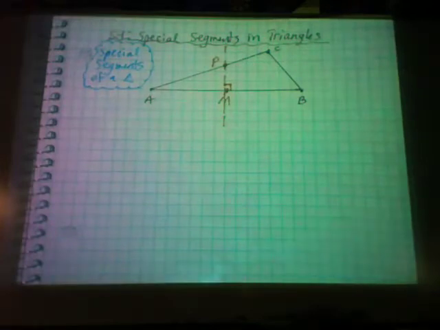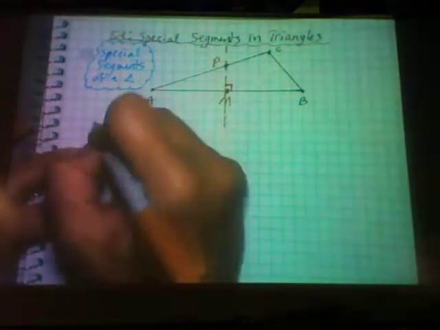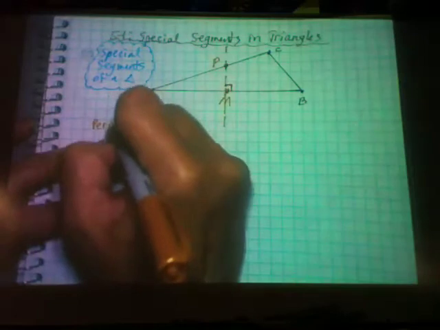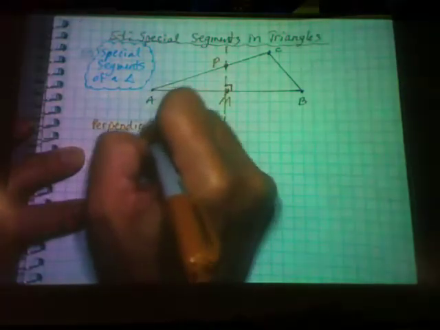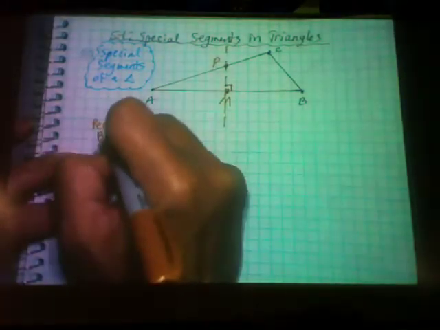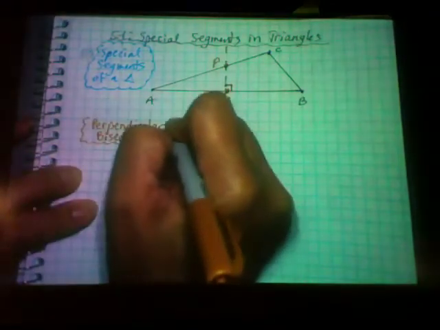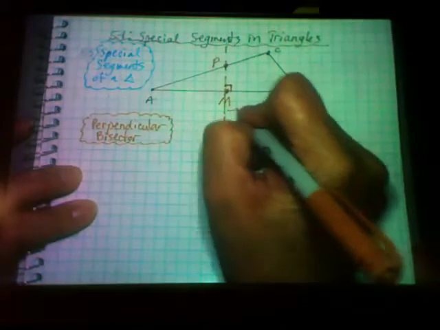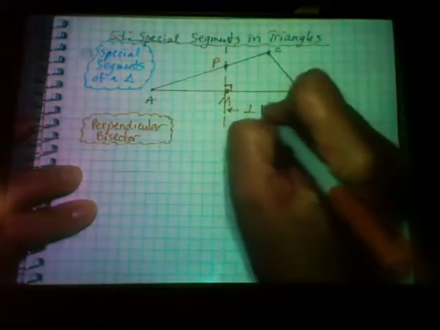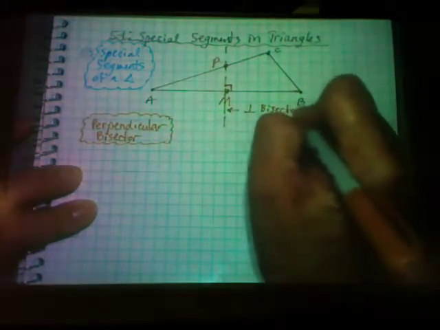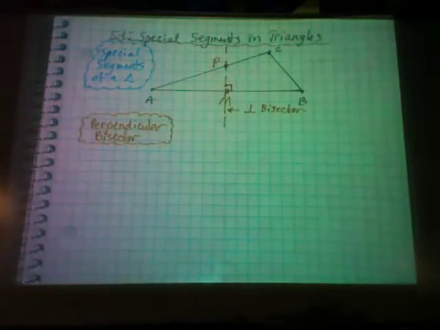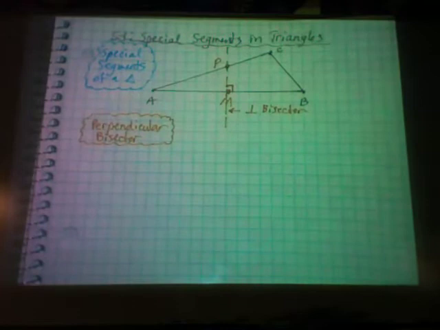So let's define what a perpendicular bisector is. And I'm color coding this for a very good reason. Oh, put a little arrow here. Perpendicular bisector. All right, so let's define that puppy. Oh, my pen has disappeared. Hang tight. All right.